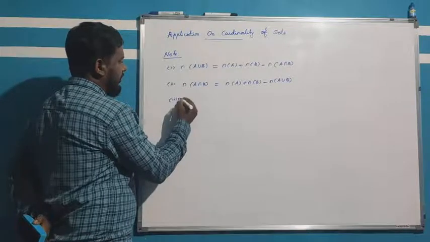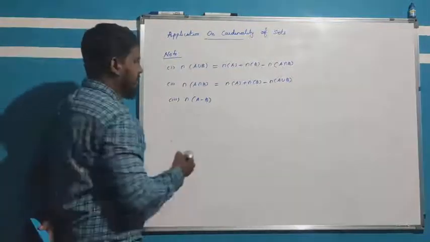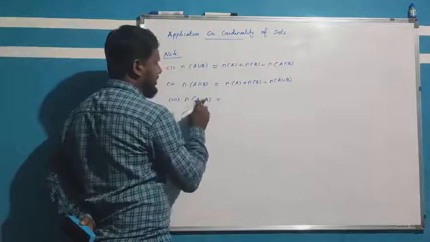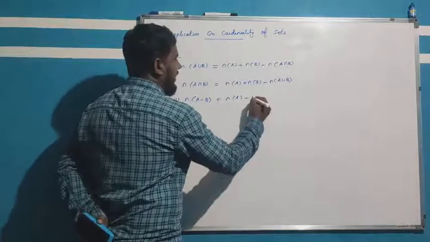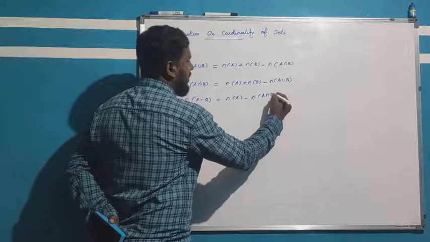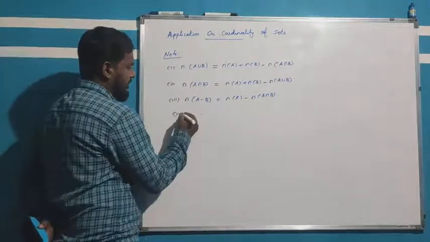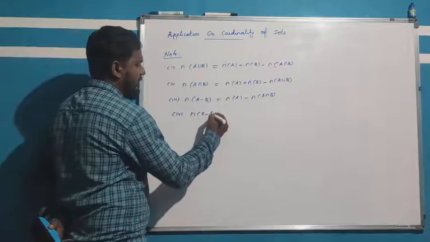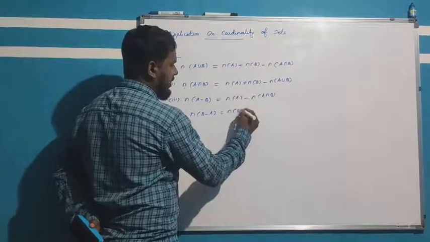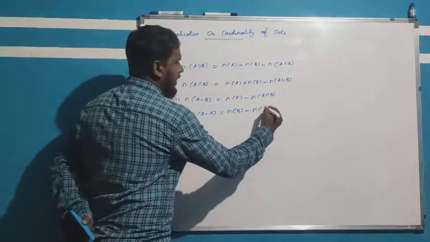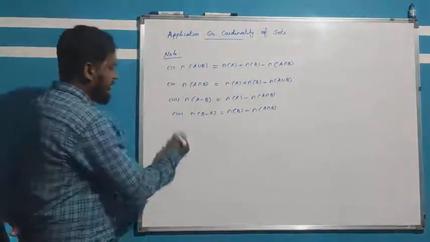Third, how can we find n of A difference B? The first set is A, so n of A difference B is n of A minus n of A intersection B, the common part. Next, how can we find n of B difference A? Reversely, the first set we consider is B, so n of B difference A is n of B minus n of A intersection B, the same common intersection part.